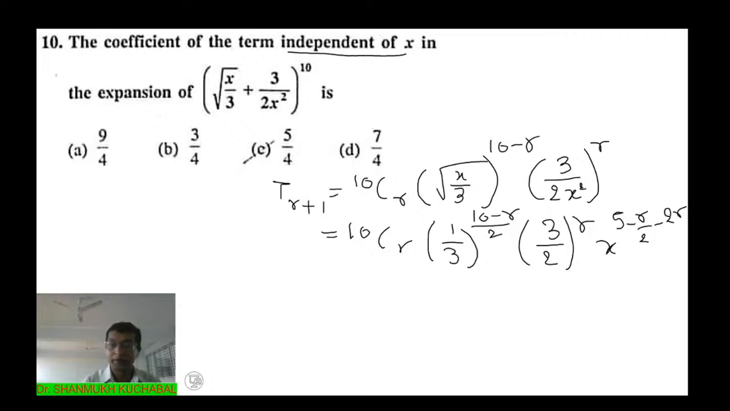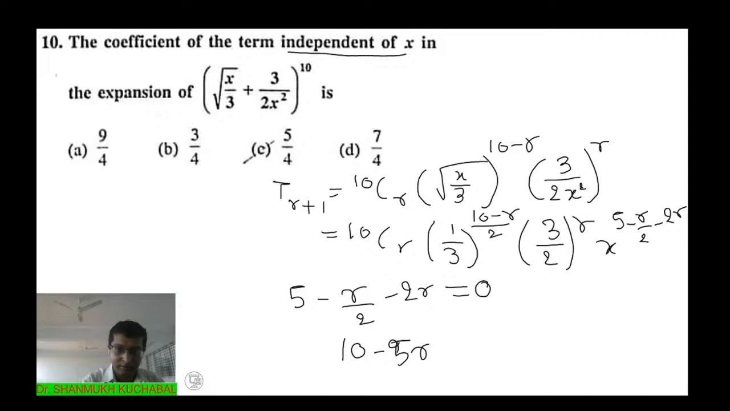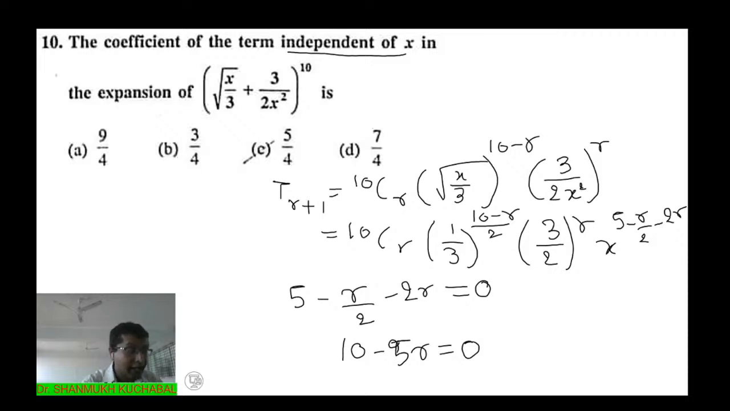Okay, so now for the independent term, the x power is equated to 0. If it is power 1, it is equated to 1. Power 2 equated to 2. Now independent of x, so equated to 0. So we get 5 minus r by 2 minus 2r equal to 0. If we simplify this, we get 10 minus 5r equal to 0, or else we get r equal to 2. Now in this formula we have to replace r by 2.